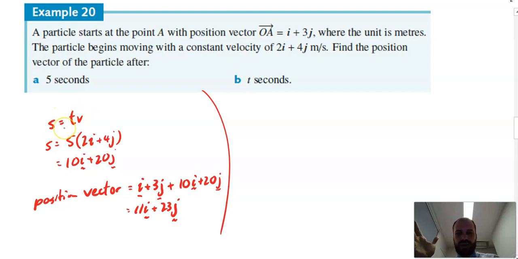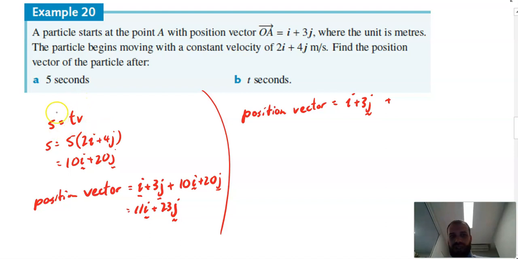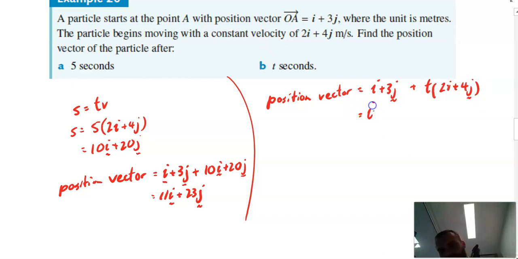So I can do exactly the same steps, or I can sort of bundle it all into one. I can say that the position vector of this object is going to be equal to its starting position, i plus 3j, plus this formula here, S equals TV, or just TV, plus time in t seconds times the velocity vector, 2i plus 4j. So what do I get? I get i plus 3j plus 2ti plus 4tj.